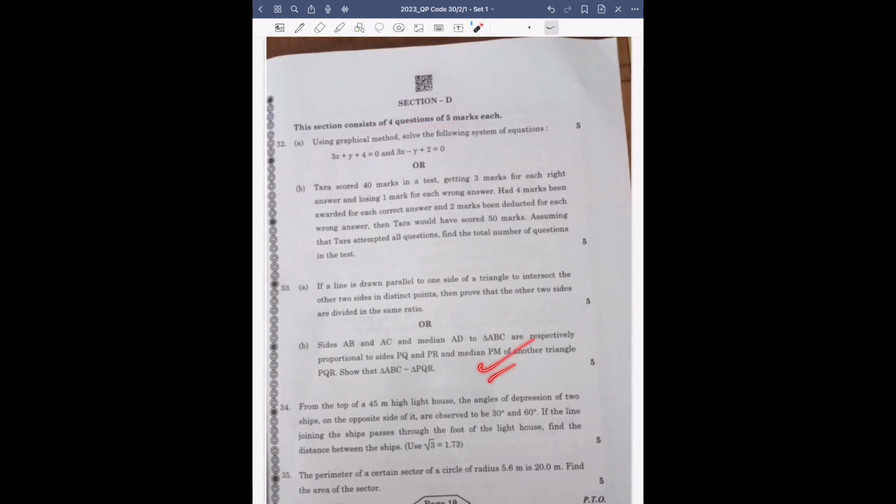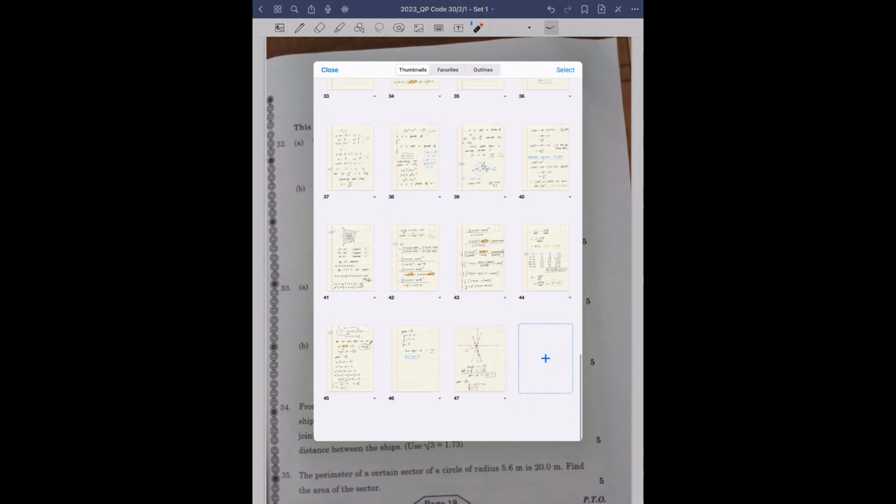So these are the big ones where you can score more marks in a single shot, but of course there will be more steps involved. So let's look at the first one. Question number 32A says using graphical method solve the following system of equations. This is nothing but a simultaneous pair of linear equations where we will need to use the graphical method.